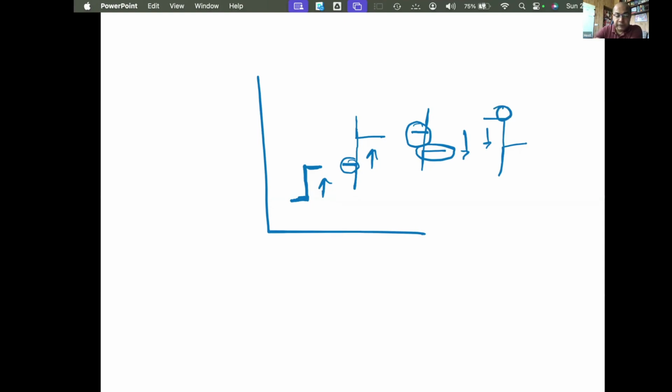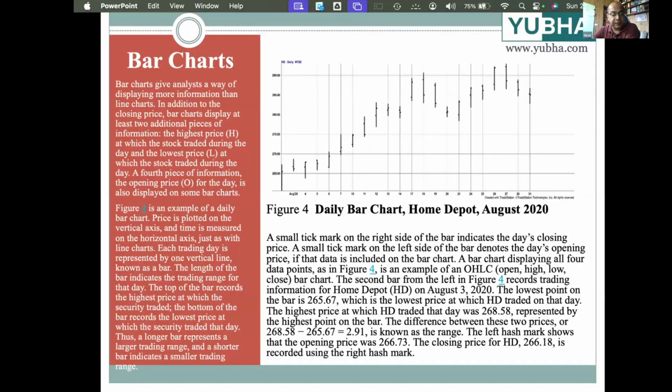There are four pieces of information contained in the bar chart: the open, high, low, and close. Open is over here, this particular left side tick. Close is the right tick. This is the high, this is the low. Similarly over here, open is the left tick, high is this particular point, low is this point over here, and close is this particular tick. That's how the bar chart is formed.